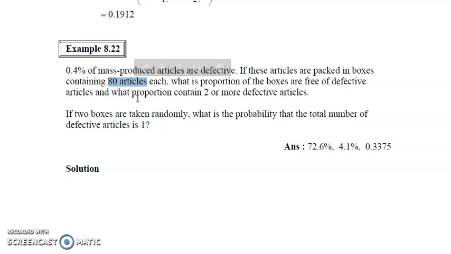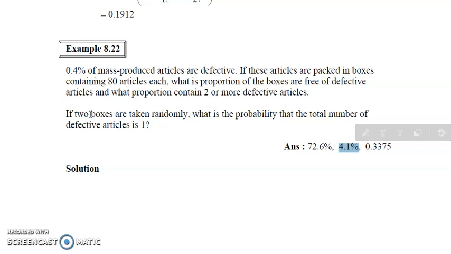So in this case, you need to find what? You need to find the lambda. The lambda will be equal to 0.32. And the first question is asking for the boxes that are free of defectives, which is X is equal to 0. So you already got this answer here. And the next one, X more than or equal to 2, which is containing 2 or more. So you will be having this answer.